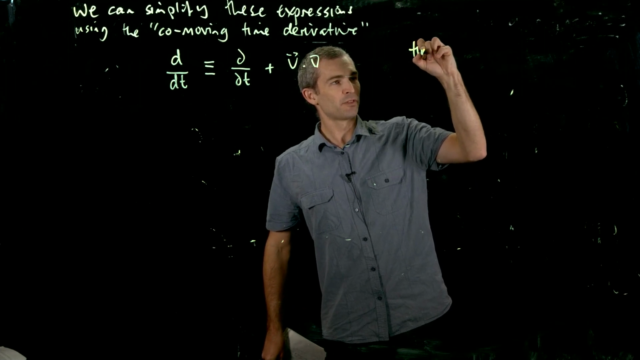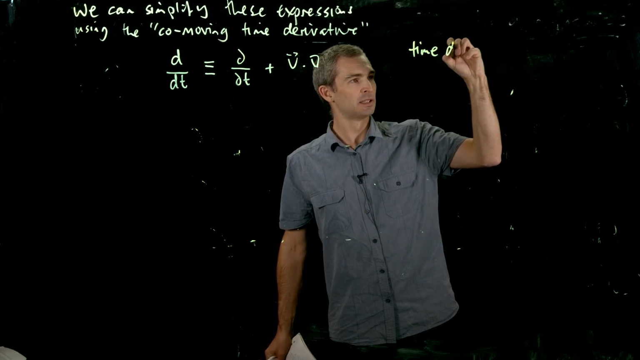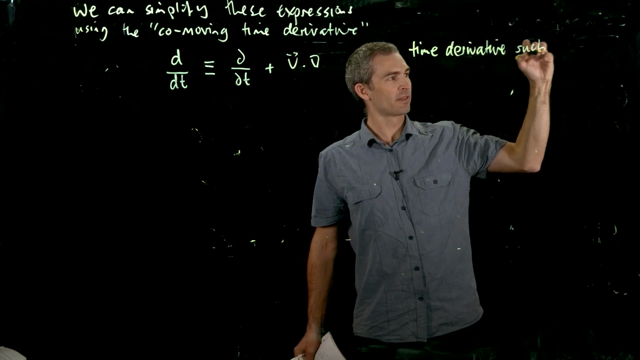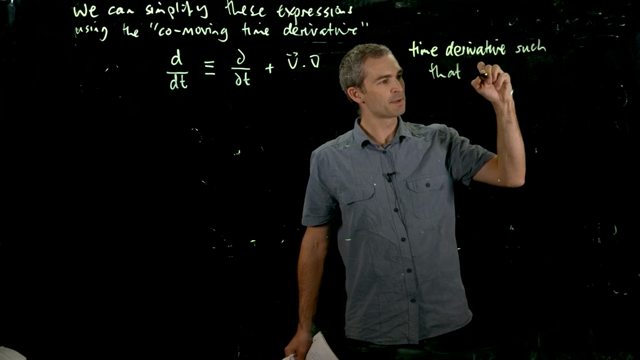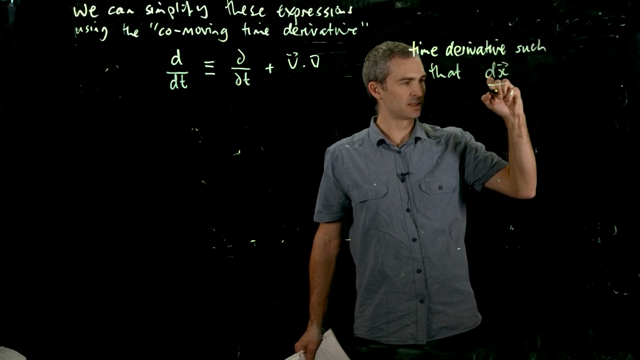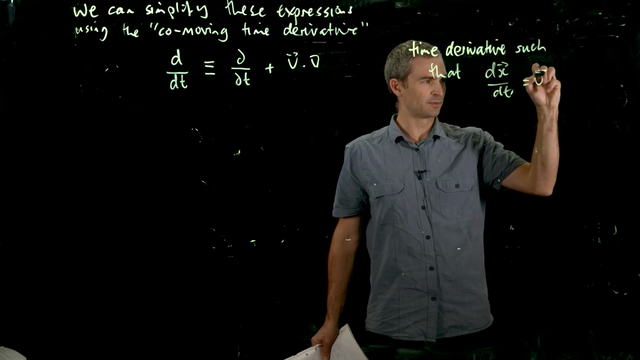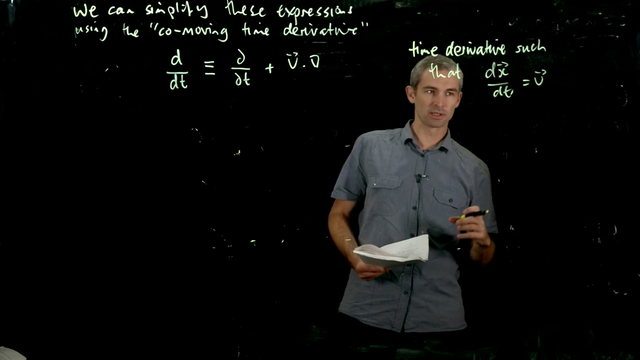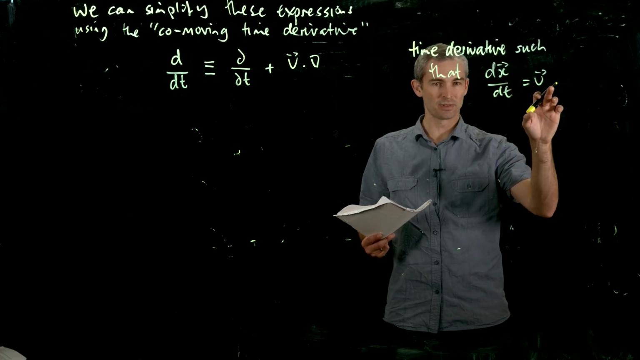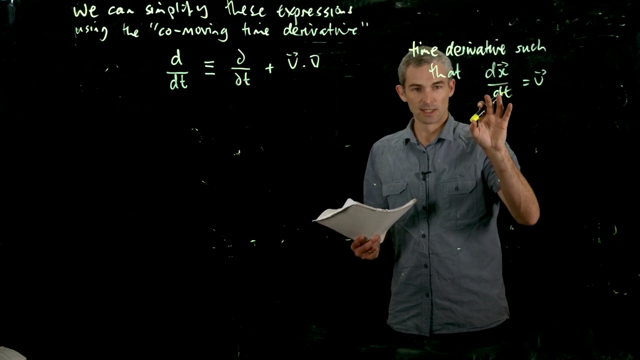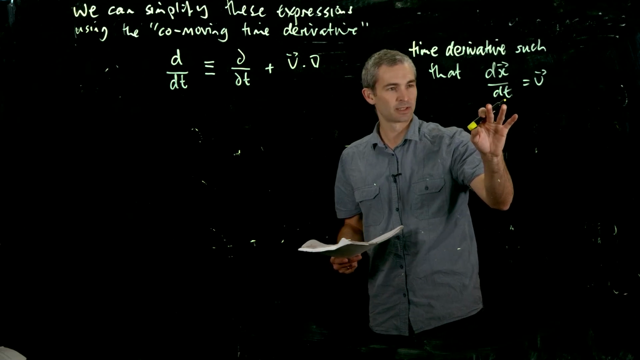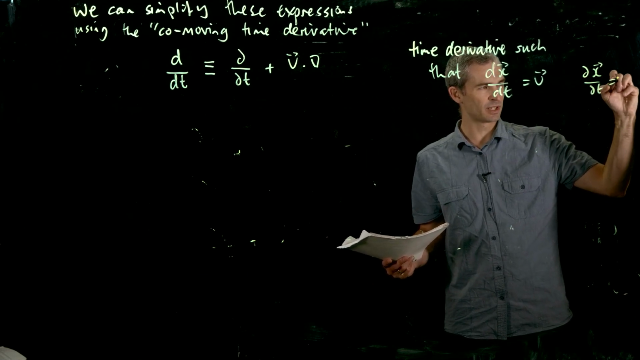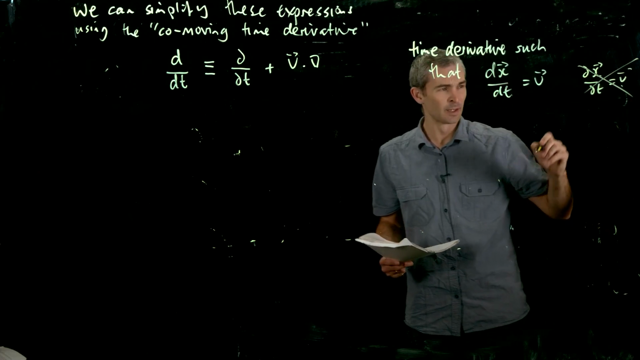So it's the time derivative for a co-moving observer. What does that mean? It's the time derivative such that the time derivative of position equals velocity. So it's a kind of Lagrangian quantity: when you're moving things around with a velocity v, this is the rate at which your position changes. Now it doesn't really ever make sense to do something like a partial time derivative here. That doesn't make any sense.